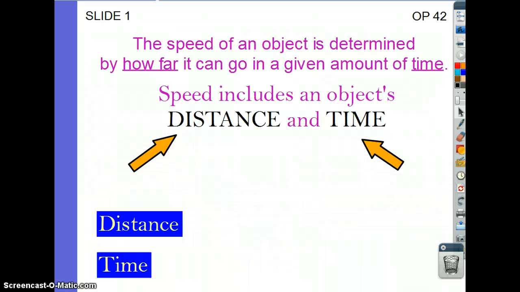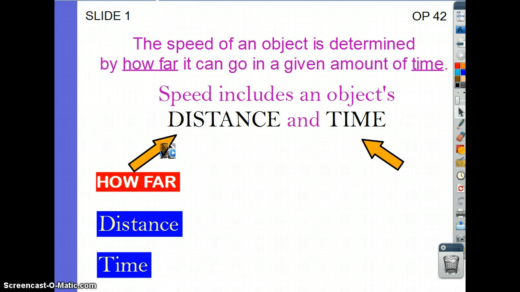So look at your notes on OP 42. Here's the first part of notes that you need to take for slide number 1 on OP 42. The good thing about this is that you can pause and take notes and take as long as you need in order to get what you need. Well, like I said before, the speed of an object is determined by how far it can go in a given amount of time. Speed includes an object's distance and an object's time.